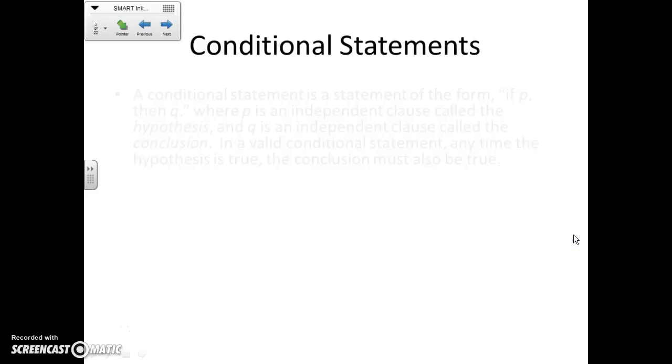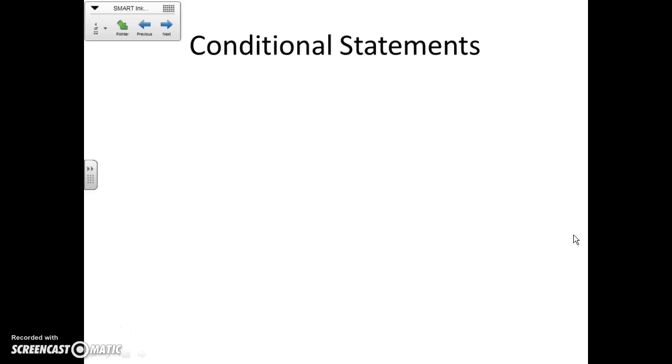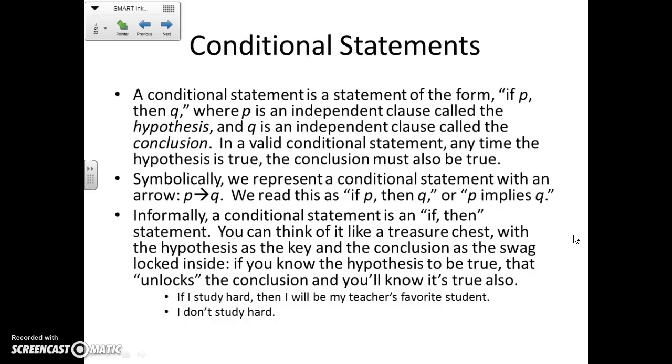Now, conditional statements should be a bit of a review because they were covered in section U of the summer packet, but just as a reminder, a conditional statement is an if-then statement. We represent it symbolically with P arrow Q, which would read as if P then Q, or P implies Q.